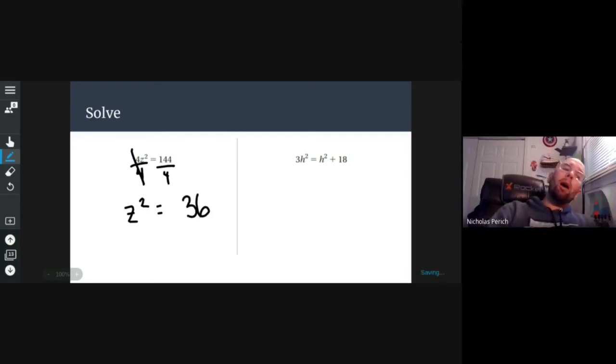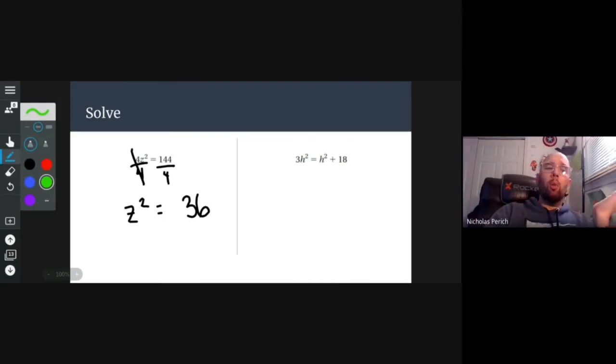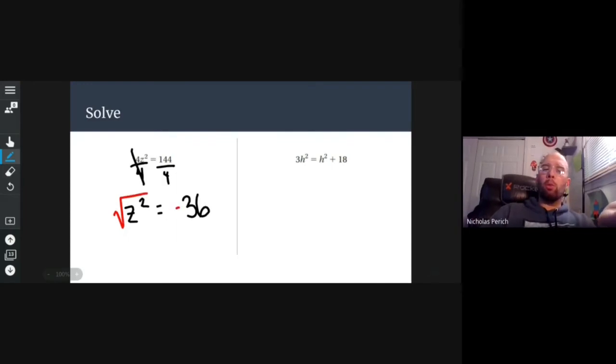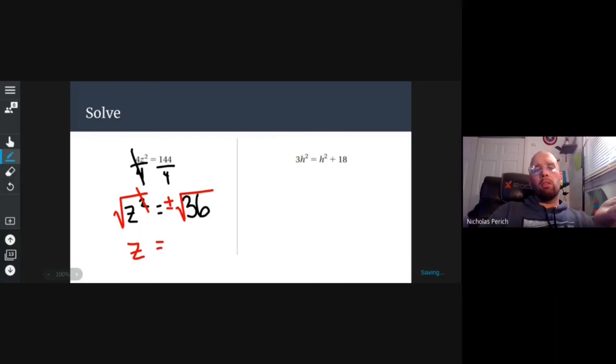Is Z all by itself? No. What's in the way? Squared. How do I get rid of a squared? Square root both sides. Remember, when you square root both sides to solve an equation, you have to attach a positive or negative symbol. So that crosses out. Z equals positive or negative. What's the square root of 36 in the chat?